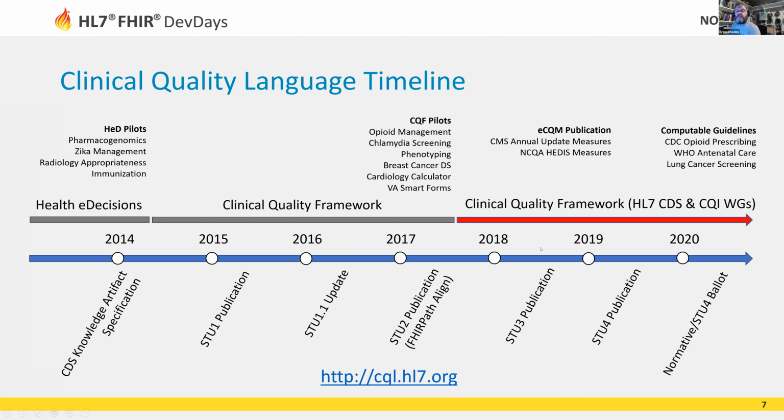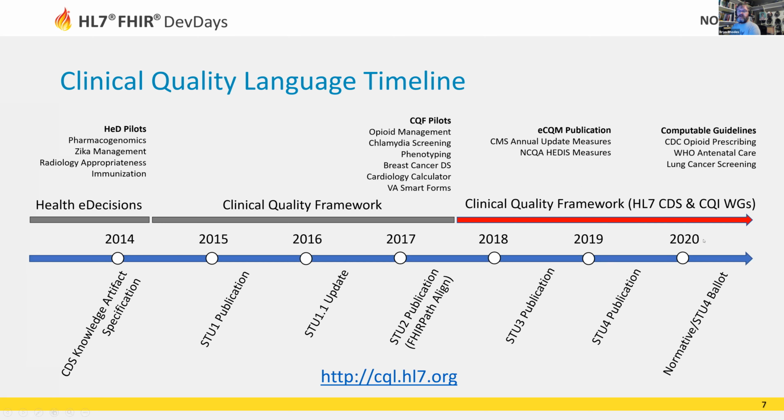And around this same time, groups like the CDC, Centers for Disease Control in the United States, as well as the World Health Organization, really started looking at how can we use FHIR and CQL to start streamlining implementation of guidelines. So that work is ongoing.